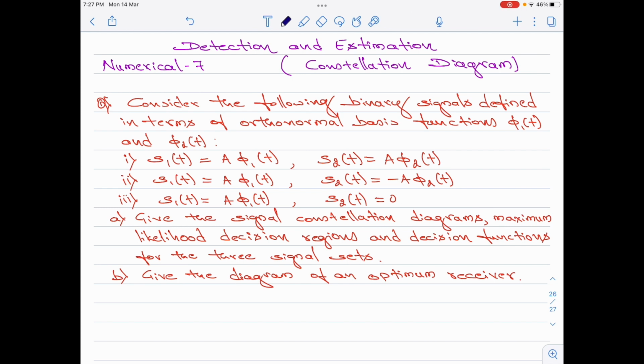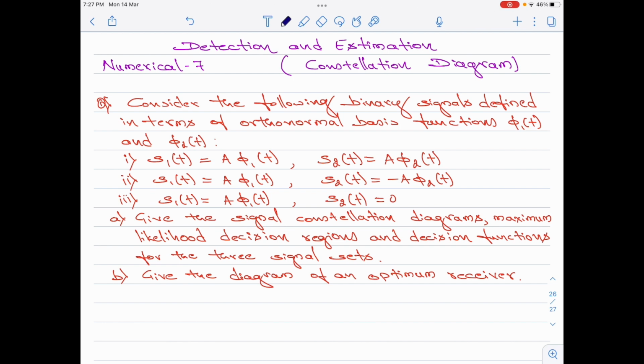The first set of signals is s1 of t equals a into phi1 of t, s2 of t equals a into phi2 of t. The second set of signals are s1 of t equals a into phi1 of t, s2 of t equals minus a into phi2 of t. And the last set of signals is s1 of t equals a into phi1 of t and s2 of t equals 0. Then part A of the question says, give the signal constellation diagrams, maximum likelihood decision regions and decision functions for the 3 signal sets.